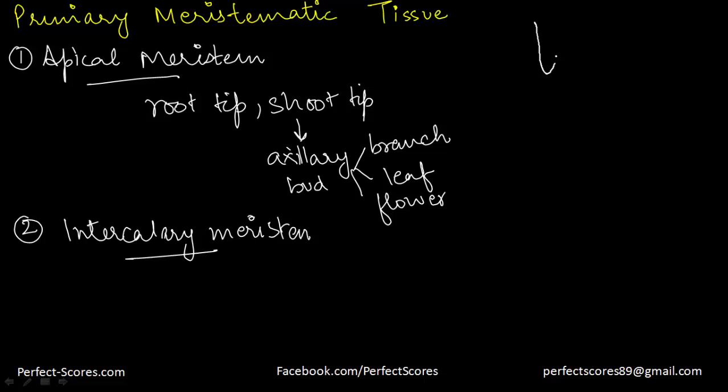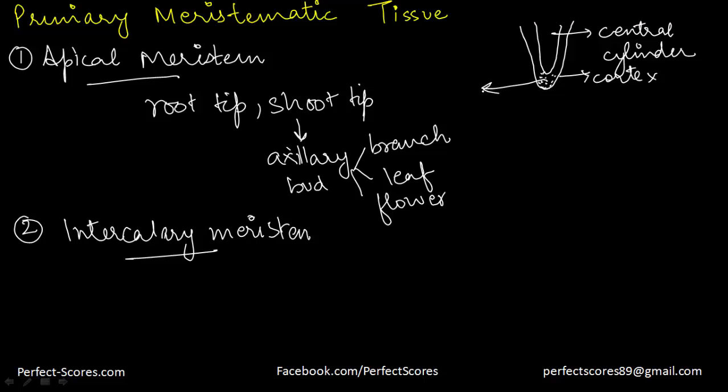So let's suppose this is the root. This is, let's call it, the central cylinder of the root. And here I'm drawing the meristem at the root tip. Outside the central cylinder, there is a layer known as the cortex. Now this layer contains the apical meristem, which is at this location. So this is the location of the apical meristem.